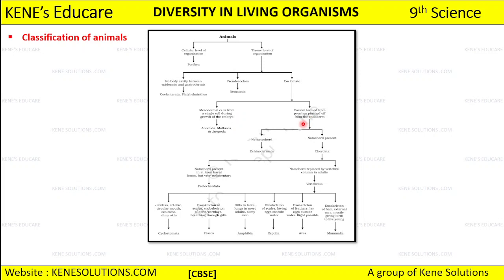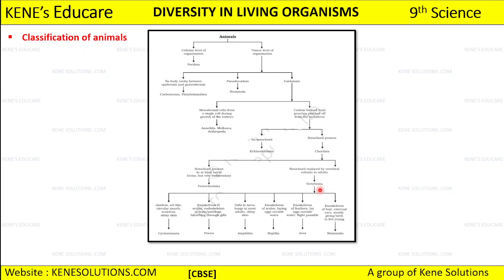Further they are divided: if the notochord is present, that comes under Chordata. If there is no notochord, then that comes under Echinodermata. And the mesodermal cells arising from a single cell during the growth of the embryo include Annelida, Mollusca and Arthropoda. Now this Chordata is further divided into two. If the notochord is present at least in the larval form, that includes Protochordata, and if the notochord is replaced by the vertebral column, that includes Vertebrata.